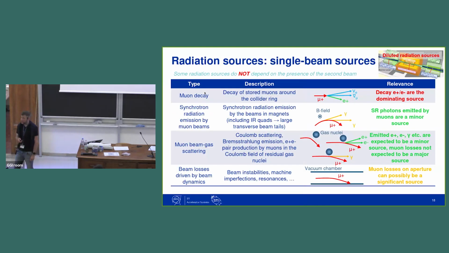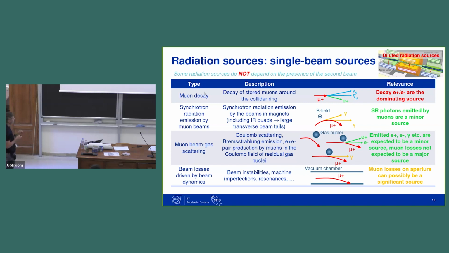So what are now the different sources of beam-induced background? We have single beam sources. So these are sources which do not depend on the presence of the other beam, and I would call them diluted sources because they occur essentially all around the ring. Muon decay, I don't have to say much, you know everything about it. So this is the dominant source, clearly the dominant source. And if I say afterwards other sources are minor, it's always in comparison to muon decay.